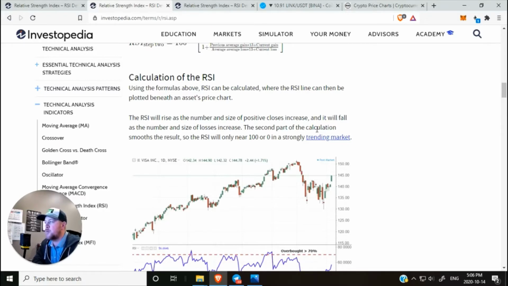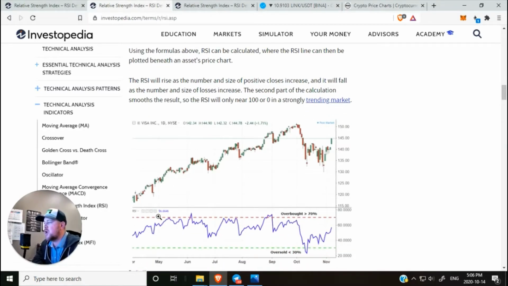And it'll fall as the number and size of losses increase. So if it's closing at lower lows, that RSI is also going to slide towards the bottom. As you can see here, this is obviously an uptrend, and you can see the RSI. We'll go over on my chart, but you can see it just rises. It hit over 70, so it becomes overbought, and then it drops beneath, and then it drops down again, and it bounces off that line.